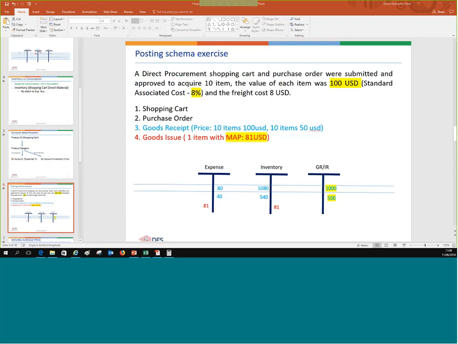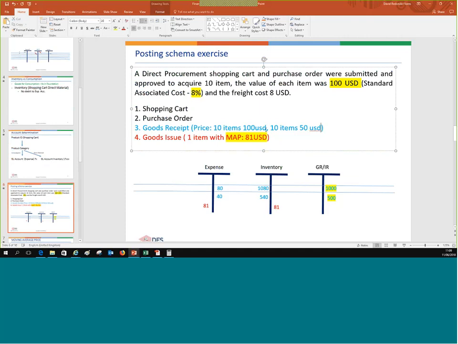Okay. So in case where the MAP is higher than the PO due to higher purchase price with result on reserve, how can we? Oh, okay. The voice is not clear. I'm sorry, but I'm recording. I'll try to speak louder.